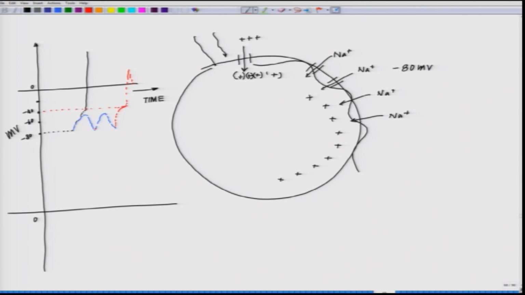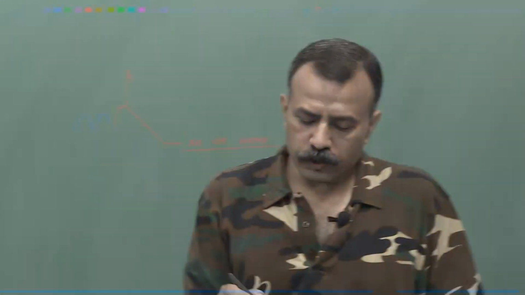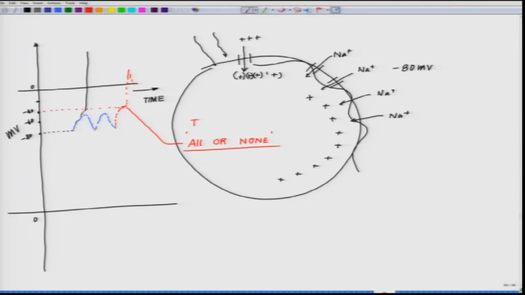So, this is that threshold point where something called the all or none theory comes into play. Either it will happen, all of them will open up, or none of them will open up unless you reach the threshold. So, there is a threshold for an action potential, and if it reaches the threshold, this leads to something called all, and if it does not reach the threshold, then it is none.